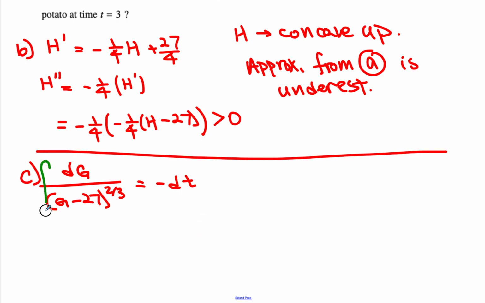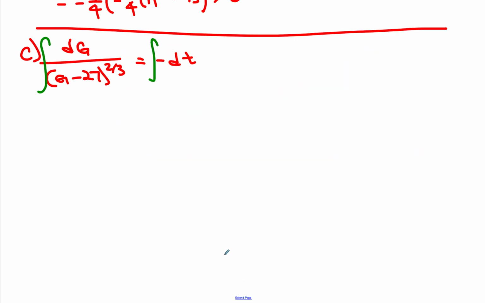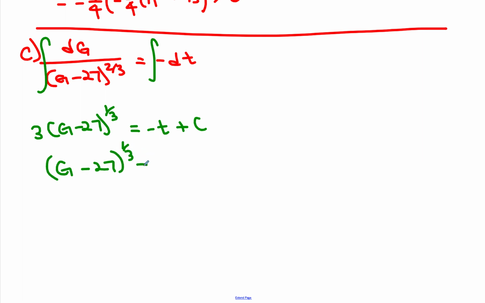Now, of course, we want to integrate both sides. On my left side, technically I can use u-substitution, but since the coefficient of g is equal to 1, we can easily see that this must be 3 times (g minus 27) to the 1/3 power, because we have g minus 27 to the negative 2/3 power. By adding 1, we get 1/3, and hence this is equal to negative t plus c.